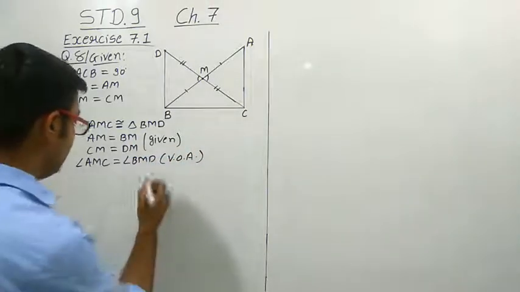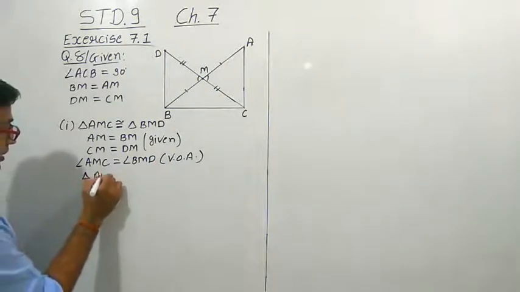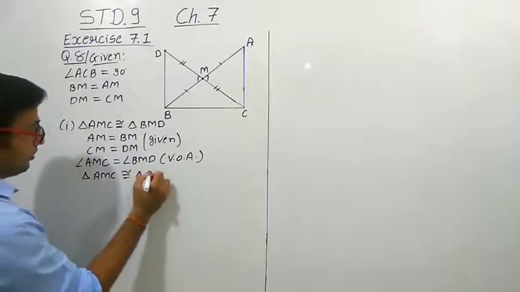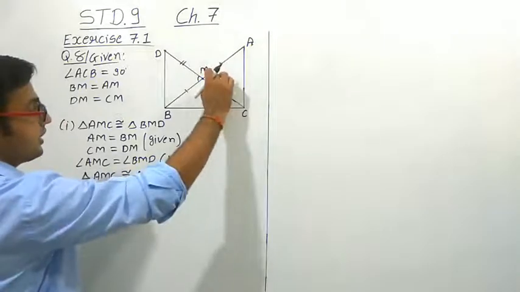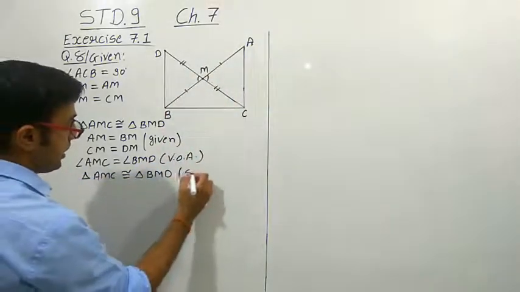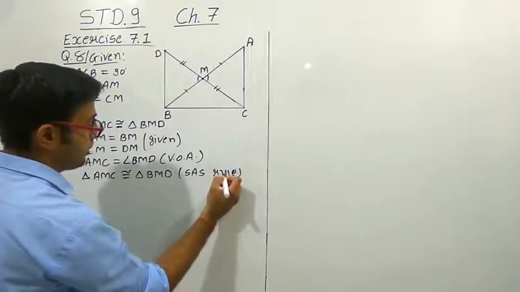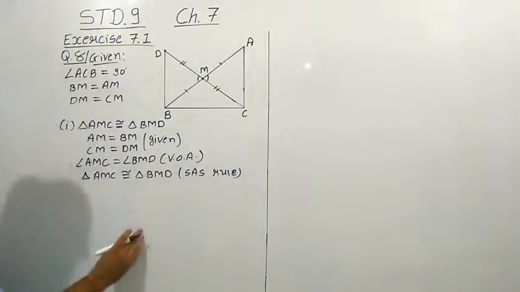So three conditions are there. Now we can write down that yes, triangle AMC is congruent to triangle BMD. By which rule? See, two sides and included angle. That means side angle side rule. By the side angle side rule, we can write down that these two triangles are congruent.